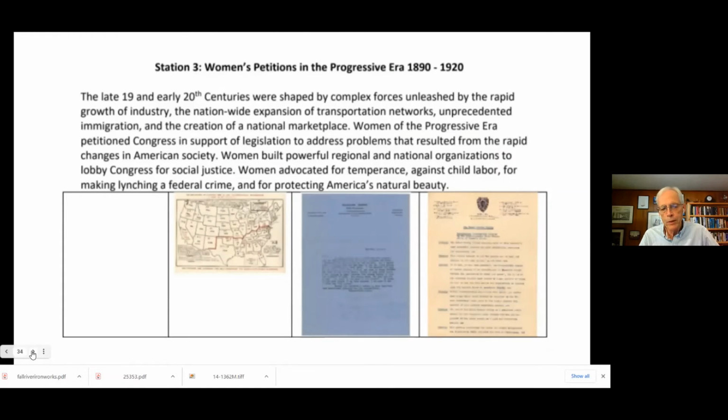But we need to move on because our time is so limited. We want to talk about the progressive era. Now here's the third generation of women we're discussing, and you'll notice that in the progressive era, the arguments are going to be different. What they argue about is going to be different. It won't be suffrage now in these petitions.